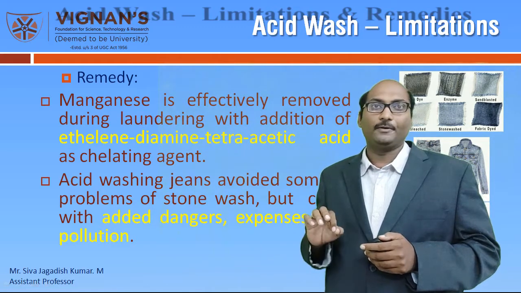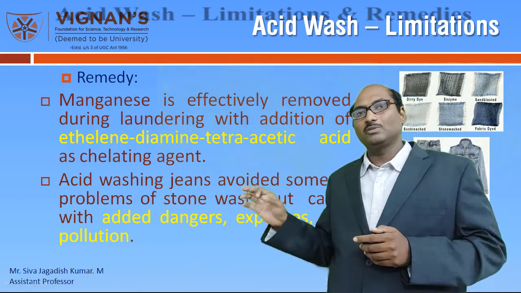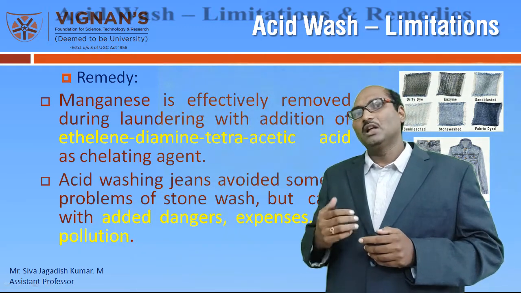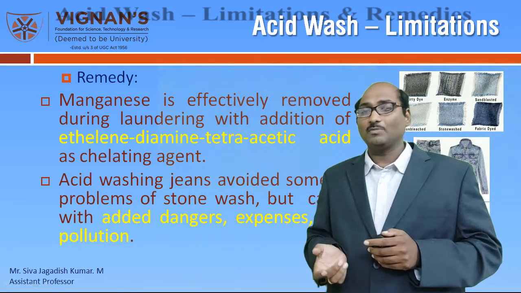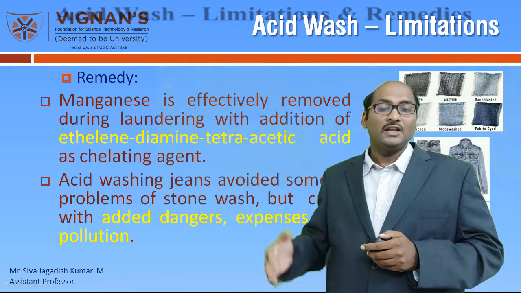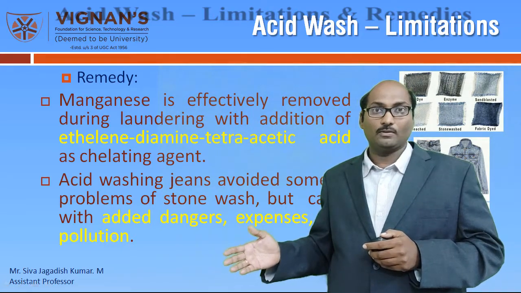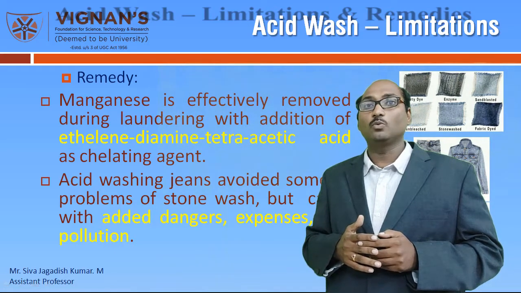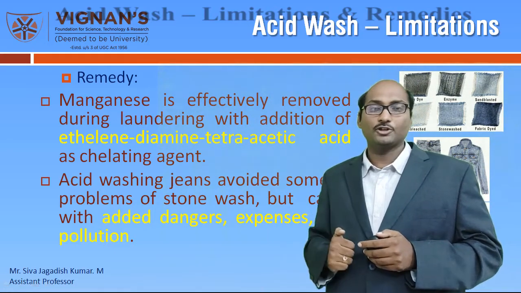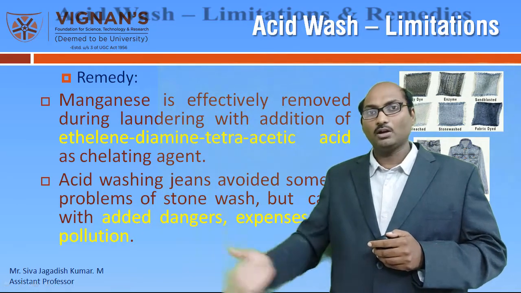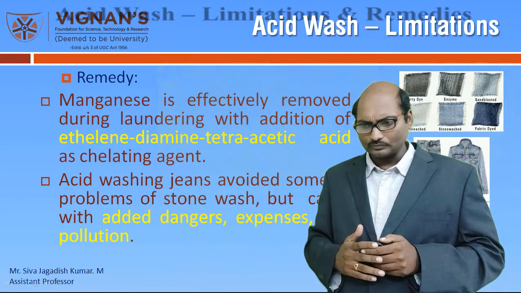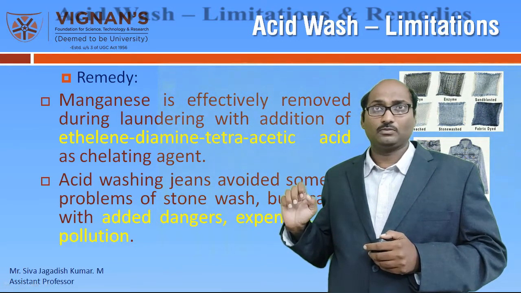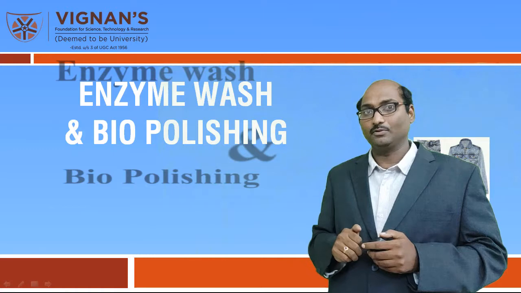It acts as a chelating agent, the manganese will be removed, and the yellowness problem can be avoided. But the other problems are the danger while using these strong bleaching agents and acids, the expenses for these chemicals, and the pollution. An ETP, effluent treatment plant, is required, because the water which comes from the acid wash needs to be treated before releasing it, isn't it? Those are the problems for acid wash.